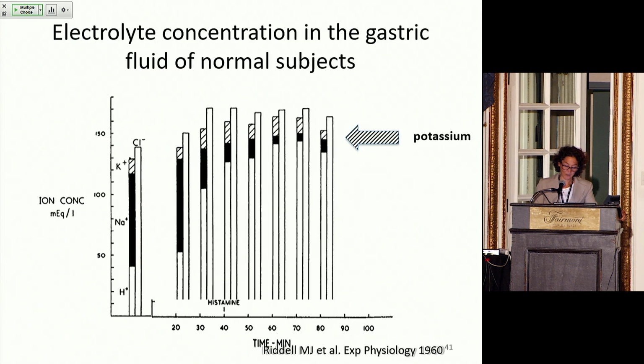So first of all, this is an old study where they looked at electrolyte concentration from gastric fluid in normal subjects. And what you're seeing here is the cations and anions in gastric fluid after giving histamine. And so the potassium is that hatched segment of the bar. That's the potassium. And what you're seeing is that the potassium in emesis is very low, say, just like serum, maybe 3 or 4 milliequivalents per liter.